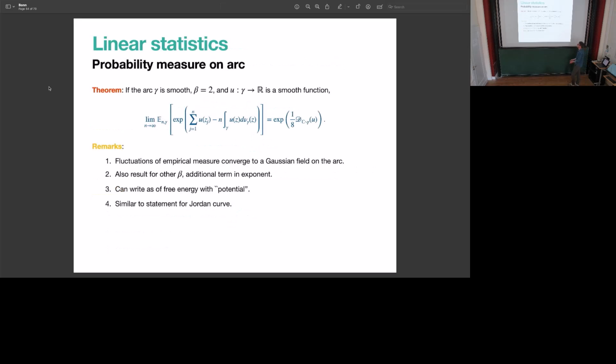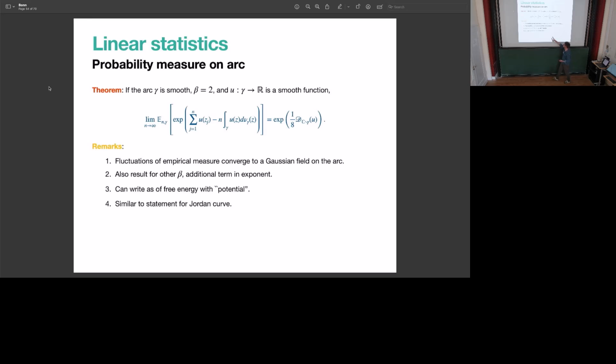So we also studied the probability measure. I prove a result about the linear statistics here. This is also under some smoothness assumptions on the test function u and the arc. But basically what this says is that so here, this d is the Dirichlet integral of the harmonic extension of the function u into the complement of the arc. That's bounded.